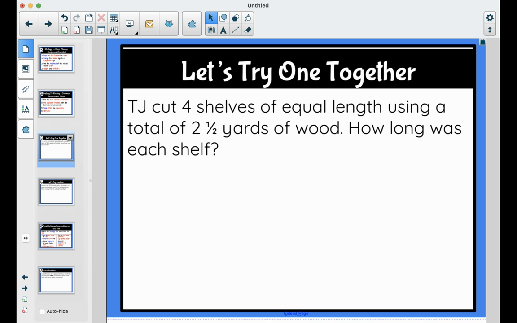All right, guys, let's try this one together. So this one says TJ cut 4 shelves of equal length using a total of 2.5 yards of wood. How long was each shelf?